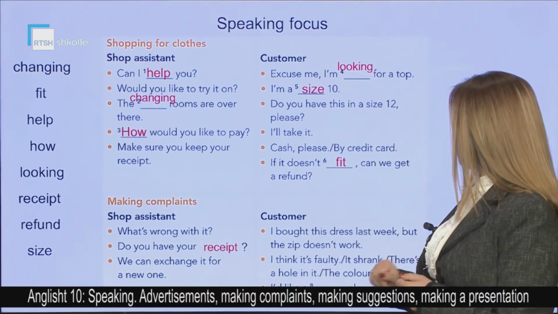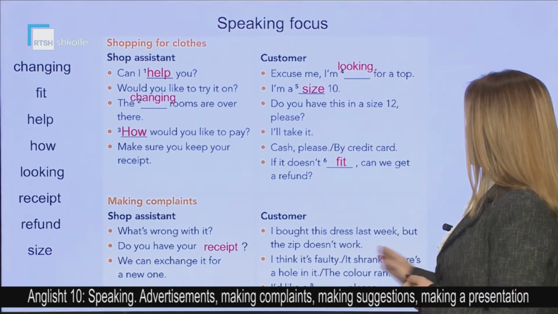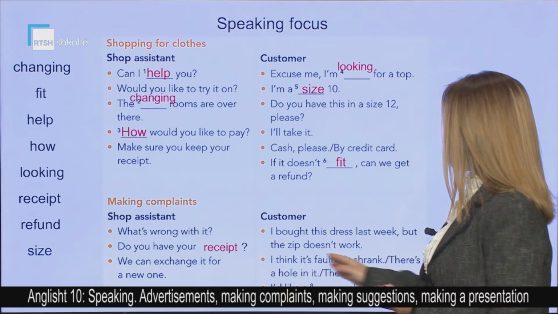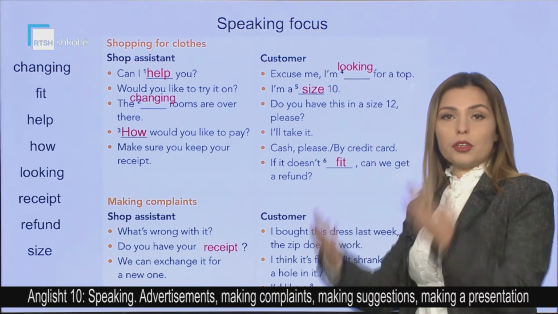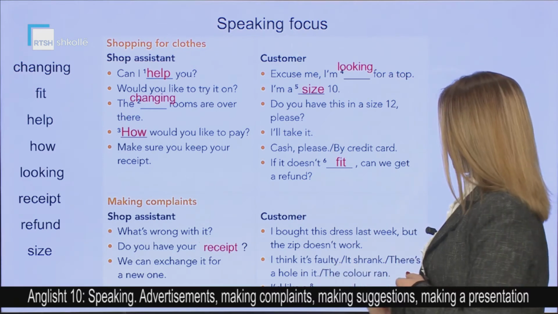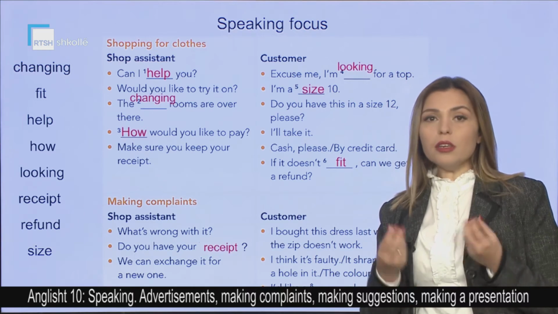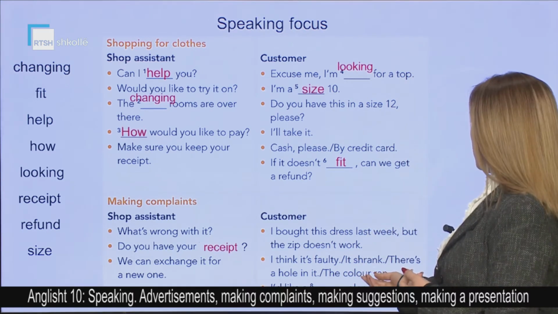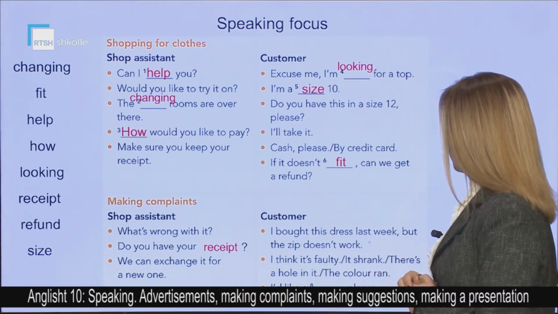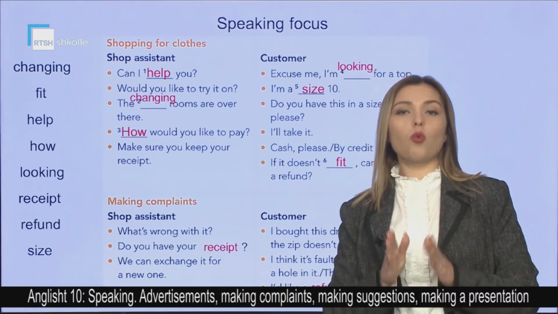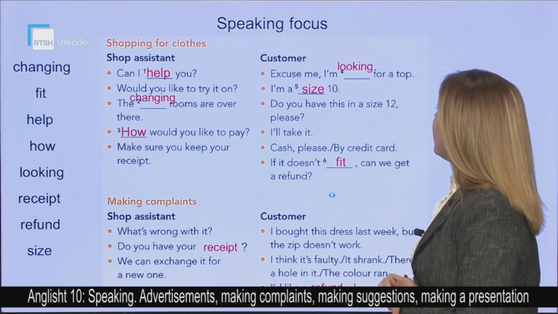Now, the customer might complain about something. I bought this dress last week, but the zip doesn't work. Or I think it is faulty. Or it shrank, it got smaller after being washed. There's a hole in it, or the color ran. So from very dark black, for example, the color doesn't have the same intensity. Or I would like a what? I would like a refund. We said, please, when you want your money to be given back to you. Let's move on.